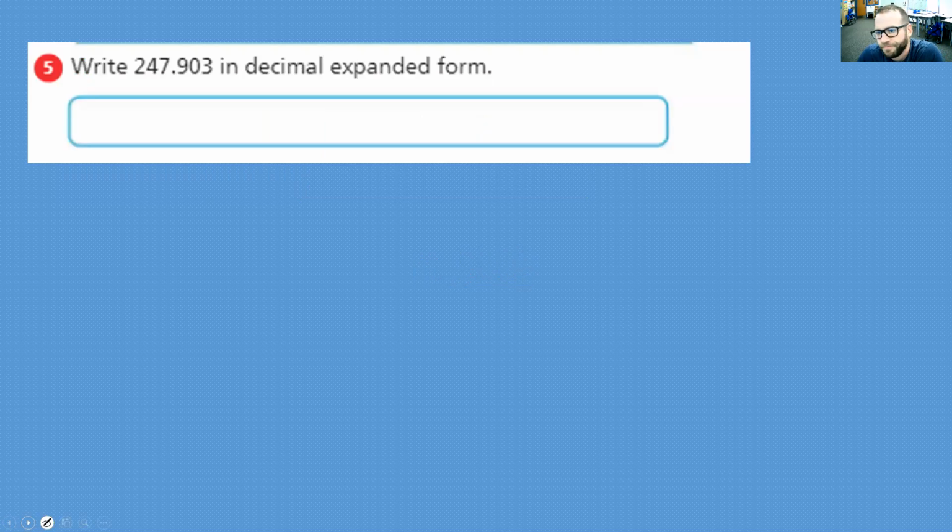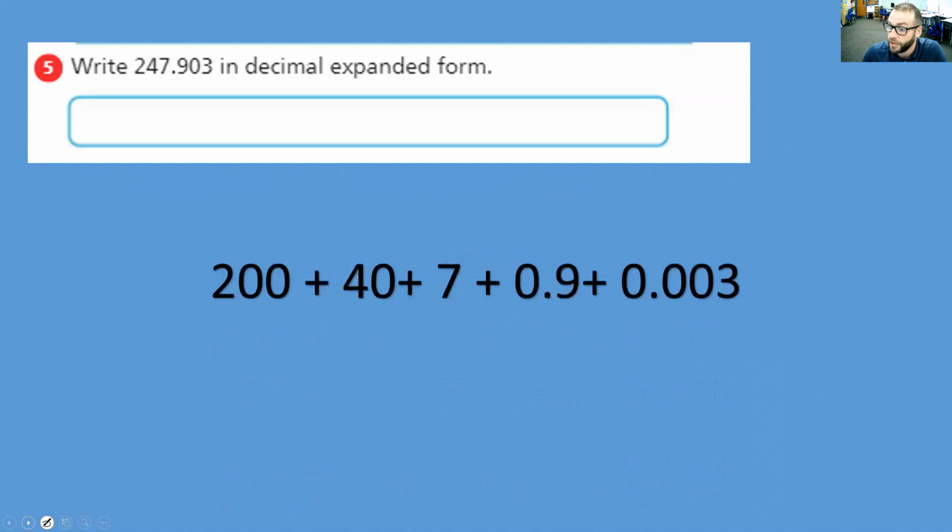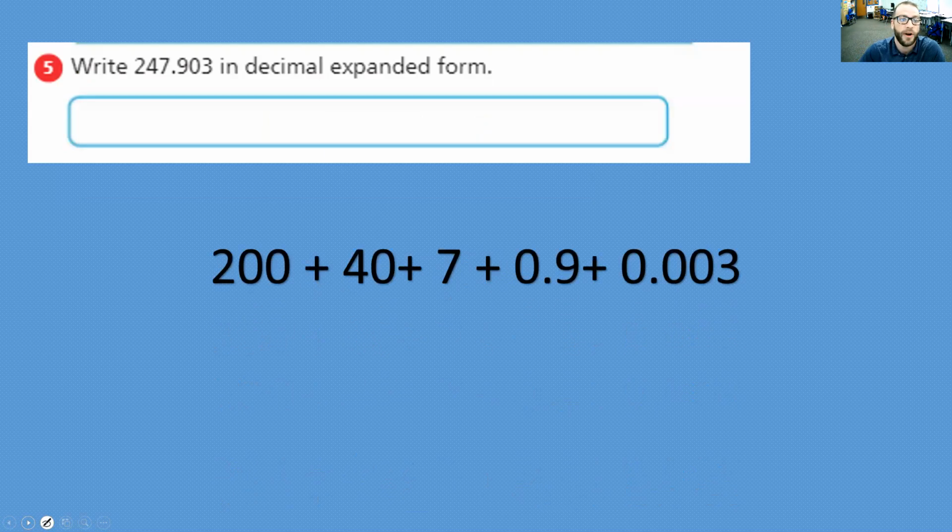Here's a number. They want you to expand it out. And all that means is look at each digit, right? Like a 2 is a digit, a 4 is a digit, a 7 is a digit. Look at each digit and just tell me what that digit stands for. That's not a 2, it's a 200, right? It's not a 4, it's a 40. It's not a 7, yeah, it is.